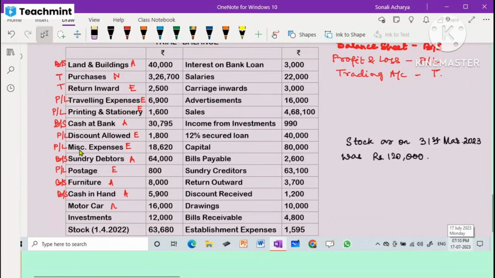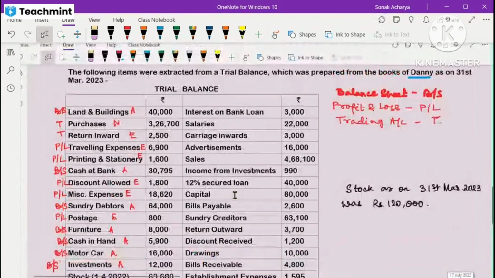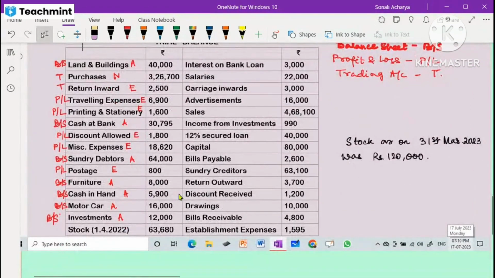Motor car, it's an asset. It will also be shown in the balance sheet. Investment is also an asset and it will be shown in the balance sheet. Stock, you see the date. It's 1/4/2022. That means this is the opening stock. This is the closing date, and here this is the opening stock.